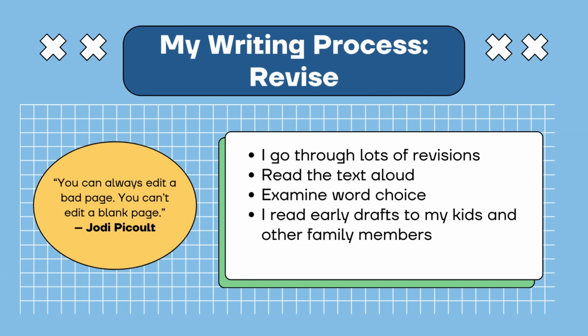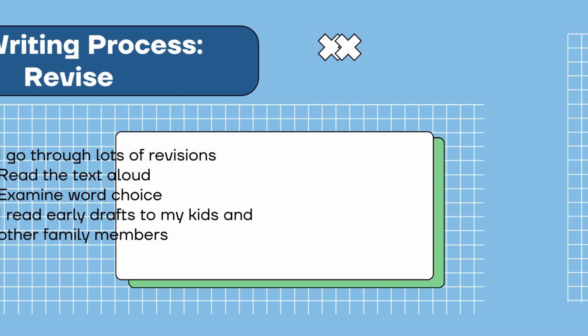Once I have a solid draft, I start to go through revisions, and I tend to go through lots of revisions. I read my book aloud, I read it silently, and I'll focus on things like flow and word choice. I'll also send early drafts of my work to my family members or read it to my kids to get their initial reactions. Just keep in mind that your family members will be particularly nice with their feedback, so it's important to go through additional revisions, which we'll talk about later.